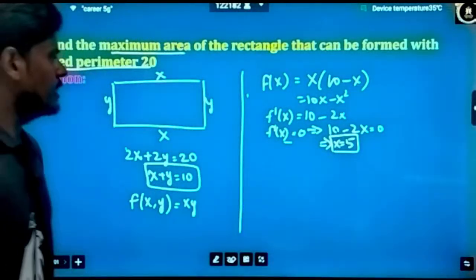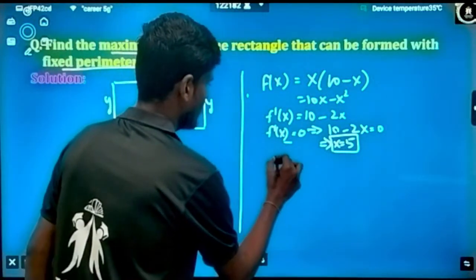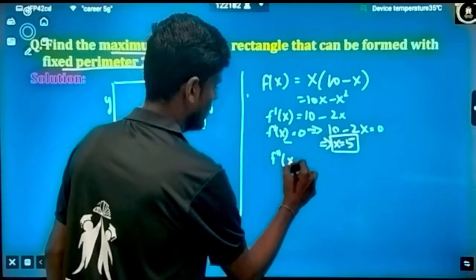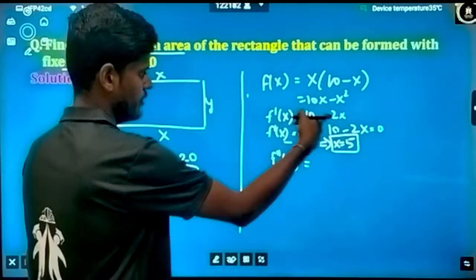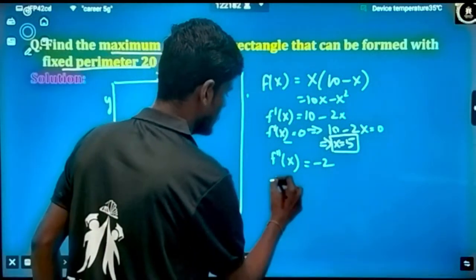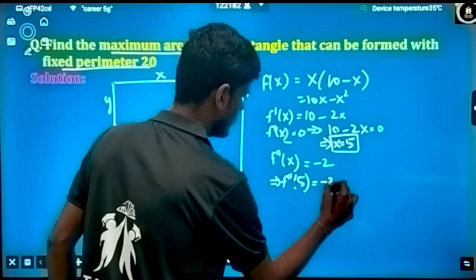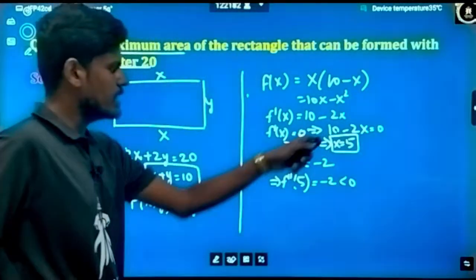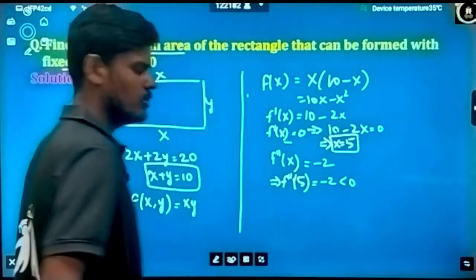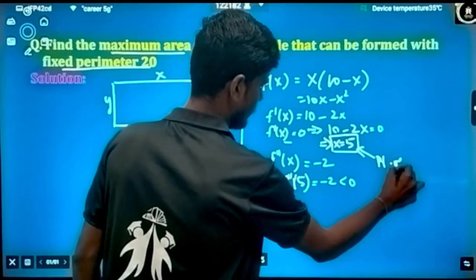Okay, x equal to 5. Next, what we need to do? This is the critical point. So f double dash of x is, differentiate f dash of x, that will be minus 2. Which means f double dash of 5 will be again minus 2, that is less than 0. Which means x equal to 5 is a point of maximum.